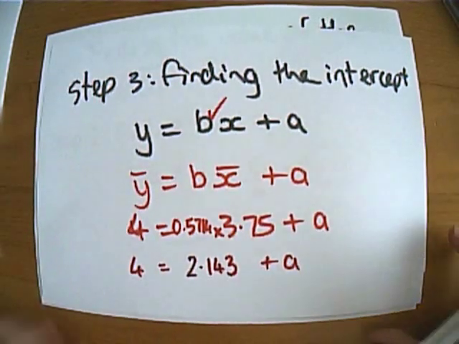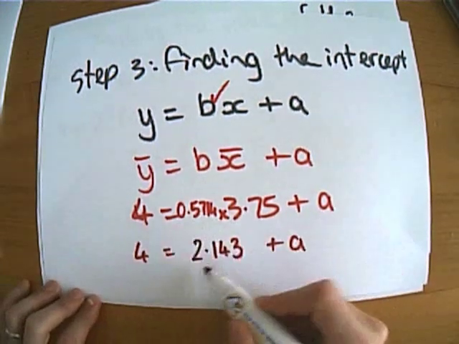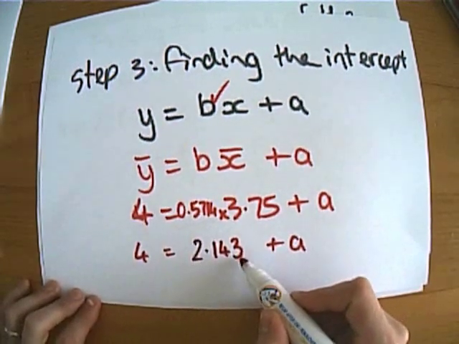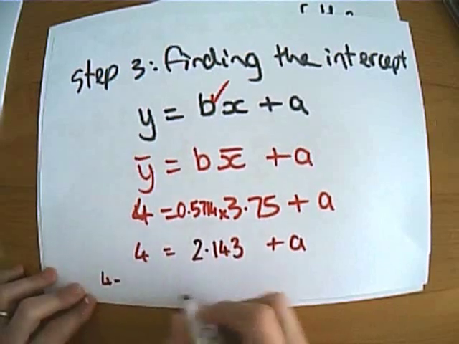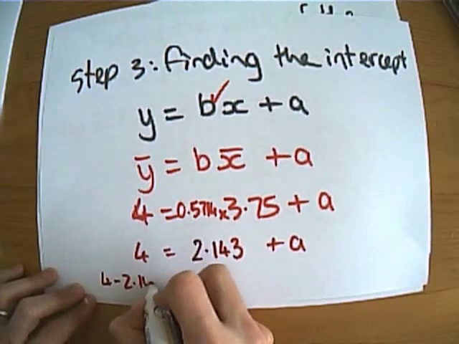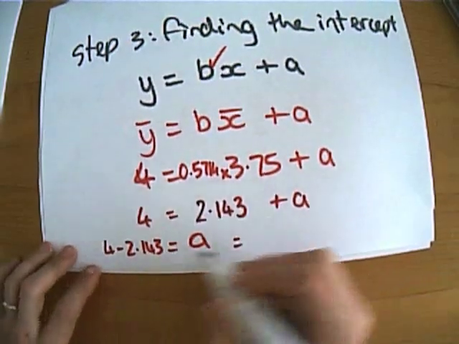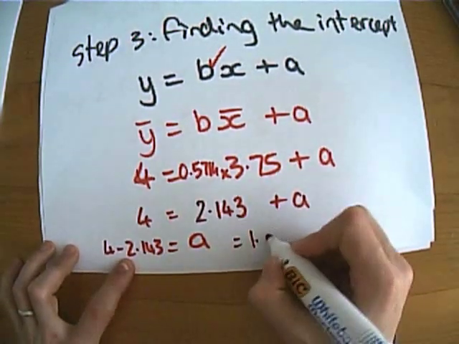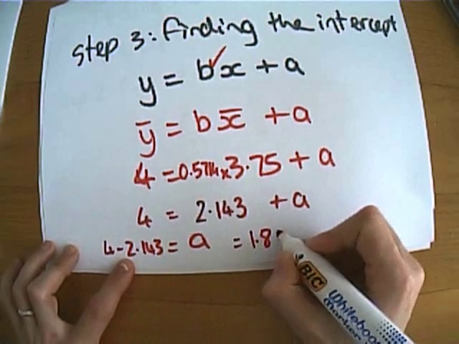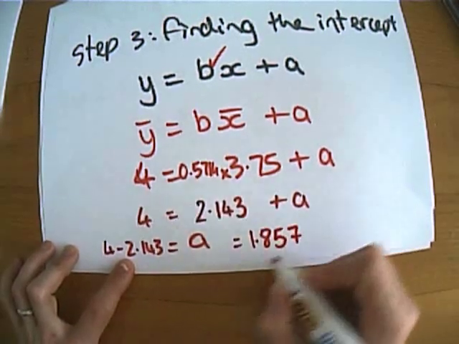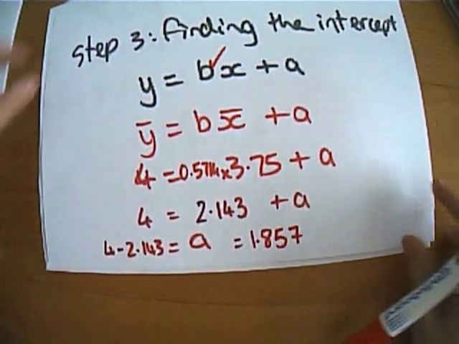And having done a quick calculation on my computer, I've worked out that that comes to 2.143. So take it over this side. 4 take away 2.143 will give me my value for A, which will be 1.857. So my intercept is 1.857.